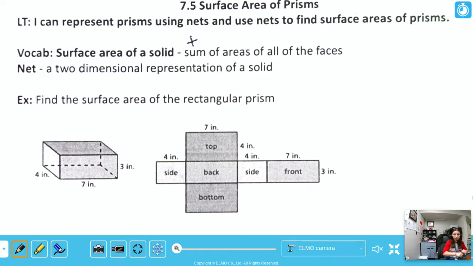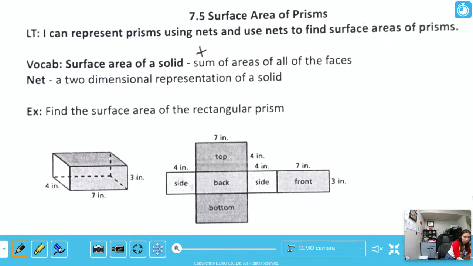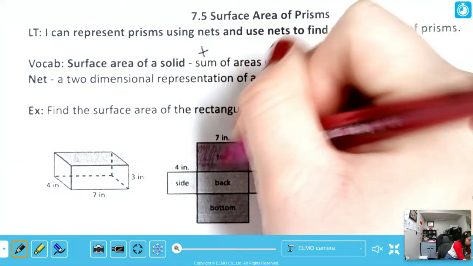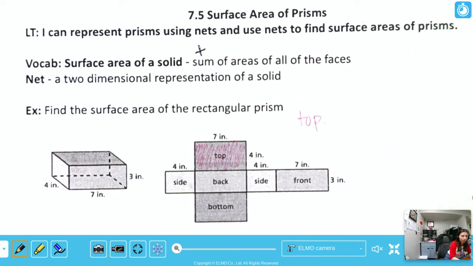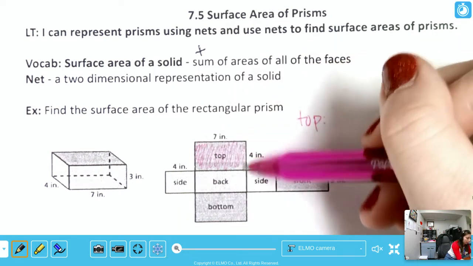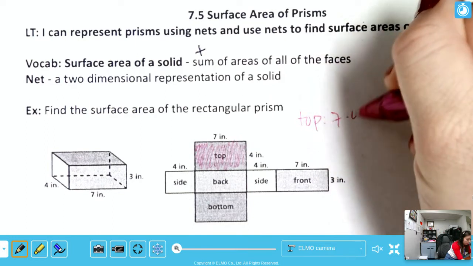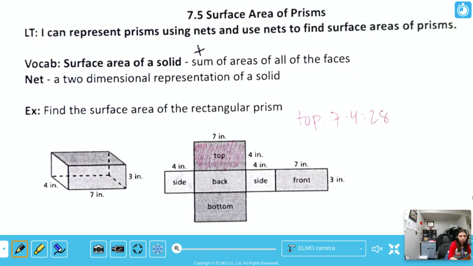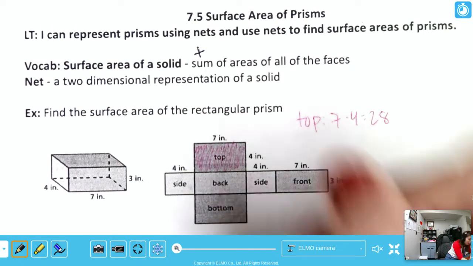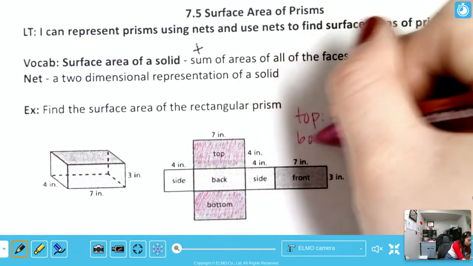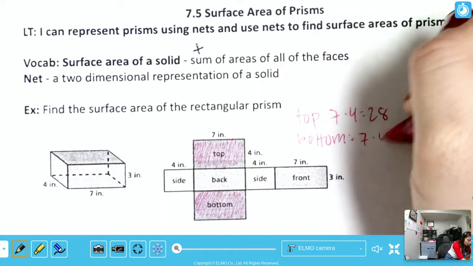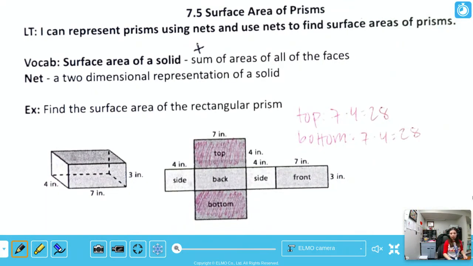So I'm going to go ahead and start with the top. I'm going to color it in pink so you can see which one I'm working with. The top is a rectangle, and the area of a rectangle is its length times its width. The length and width of this rectangle are 7 and 4. So 7 times 4, I get 28. That's the area of the top. Now, in a rectangular prism, the top and the bottom have exactly the same area. So I'm going to color the bottom in the same color because I know that its area is going to be exactly the same. It also has a length and width of 7 and 4 to give me an area of 28.